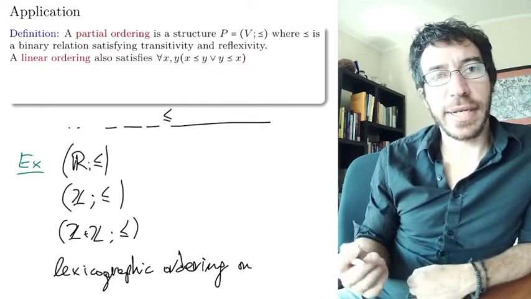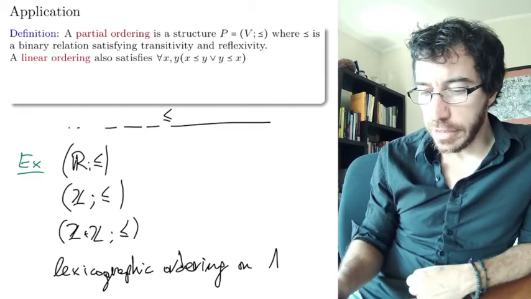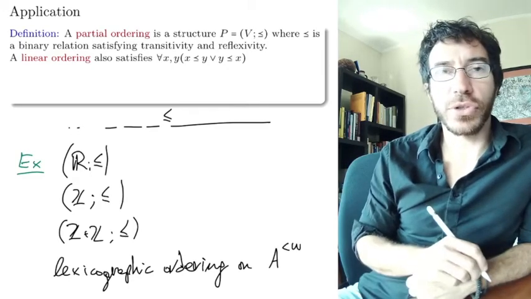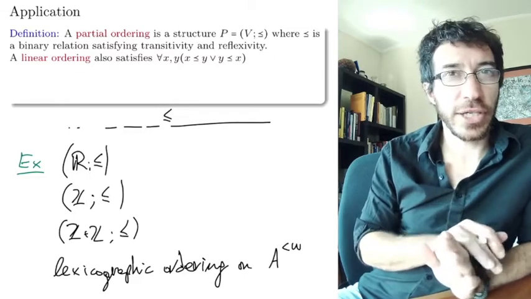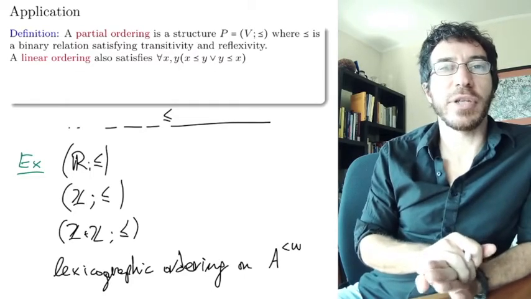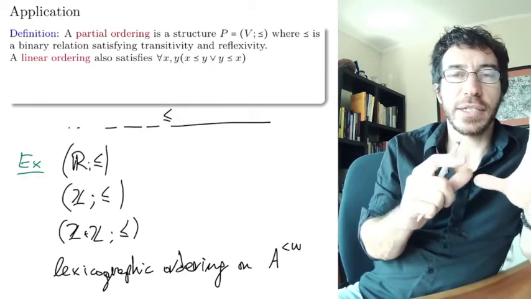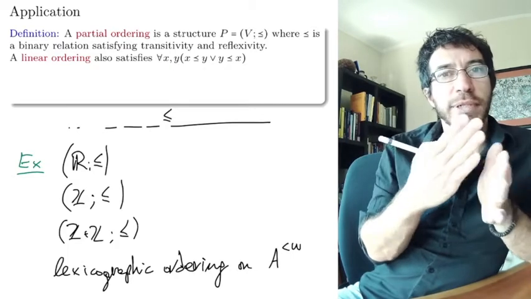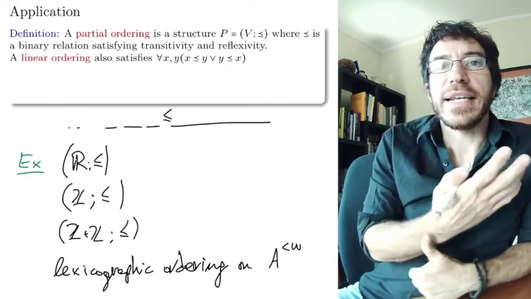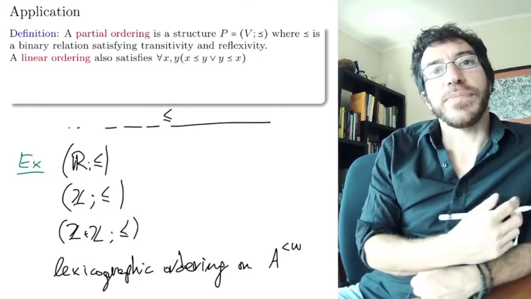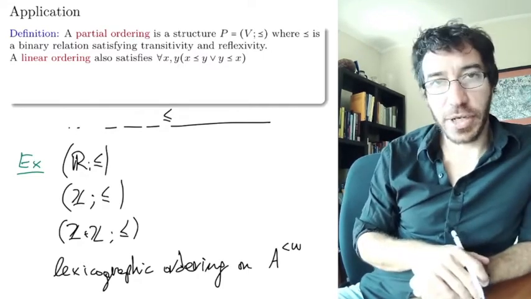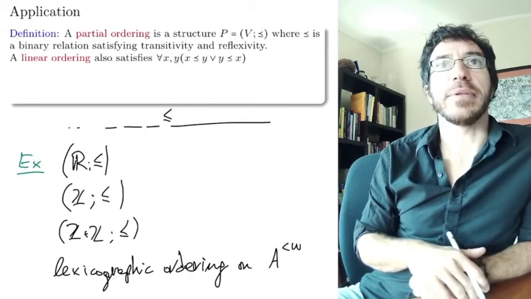If we take, for instance, the lexicographic ordering on the set of strings of letters, which is the ordering used in the dictionary, then that one is a linear ordering, because even if one word doesn't contain the other, we decide how to order them, right? So the dictionary is a linear ordering of all the strings of characters, A less than omega. In that case, any two things are comparable.